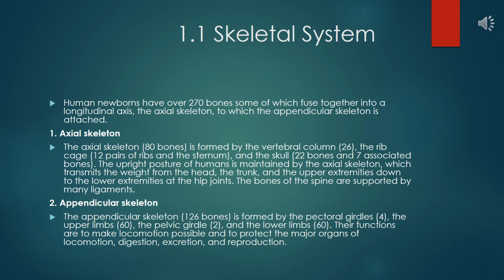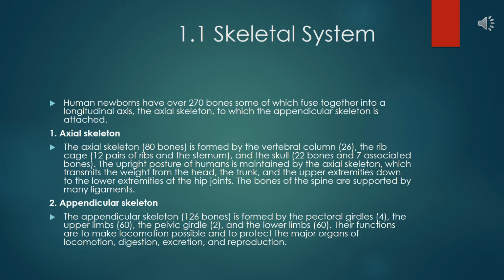Human newborns have over 270 bones, some of which fuse together into a longitudinal axis, the axial skeleton, to which the appendicular skeleton is attached. 1. Axial skeleton. The axial skeleton (80 bones) is formed by the vertebral column (26), the rib cage (12 pairs of ribs and the sternum), and the skull (22 bones and 7 associated bones). The upright posture of humans is maintained by the axial skeleton, which transmits the weight from the head, the trunk, and the upper extremities down to the lower extremities at the hip joints.